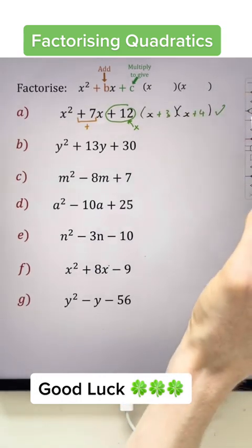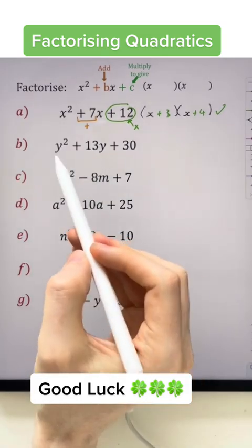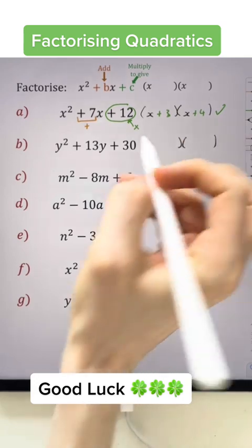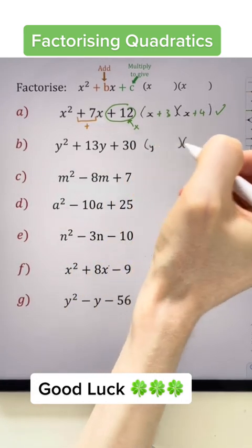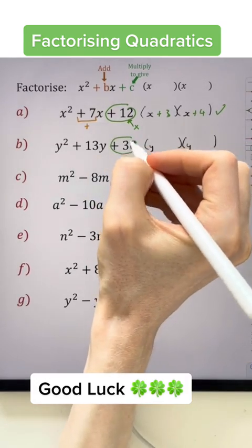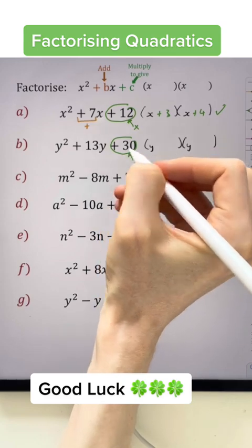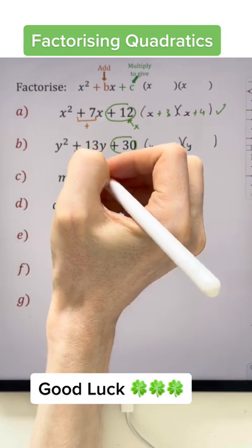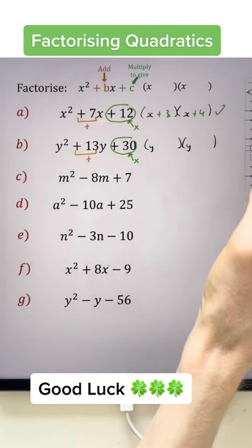For question B, this time I've got a quadratic 3 terms in terms of y. So again, it's going to factorise into double brackets. As it starts y squared, each bracket will start with a single y. In this case, I want to find two numbers that multiply together to give me the constant, which in this case is plus 30, and the same numbers must add together to give us the number in front of the single letter, which in this case is plus 13.